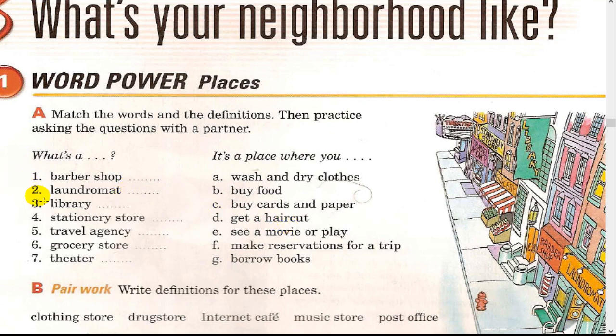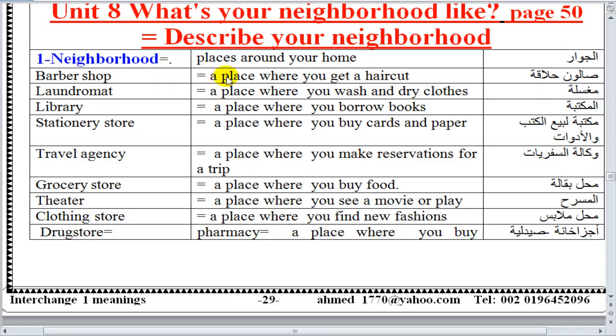Two, what's a laundromat? A place around your home. Laundromat: a place where you wash and dry clothes. Clothes. That sound. Clothes.